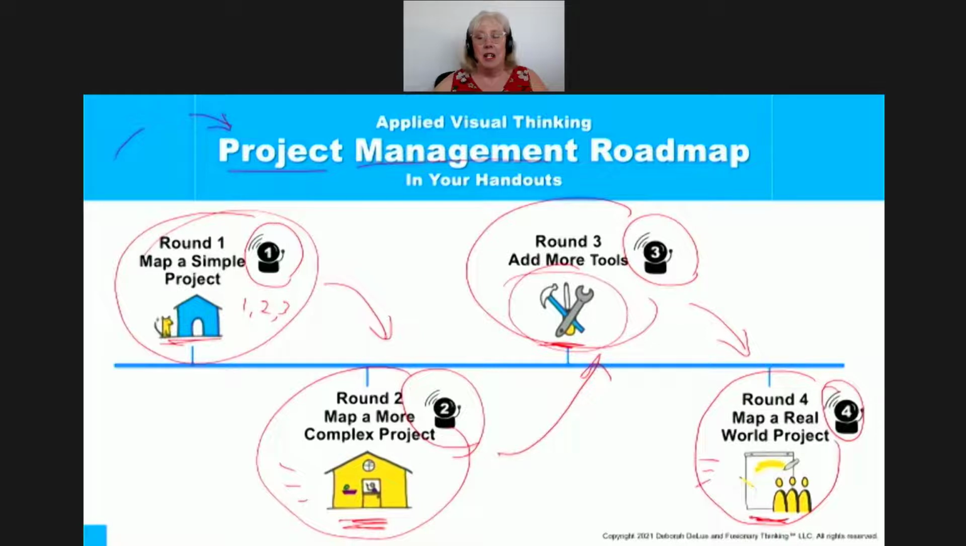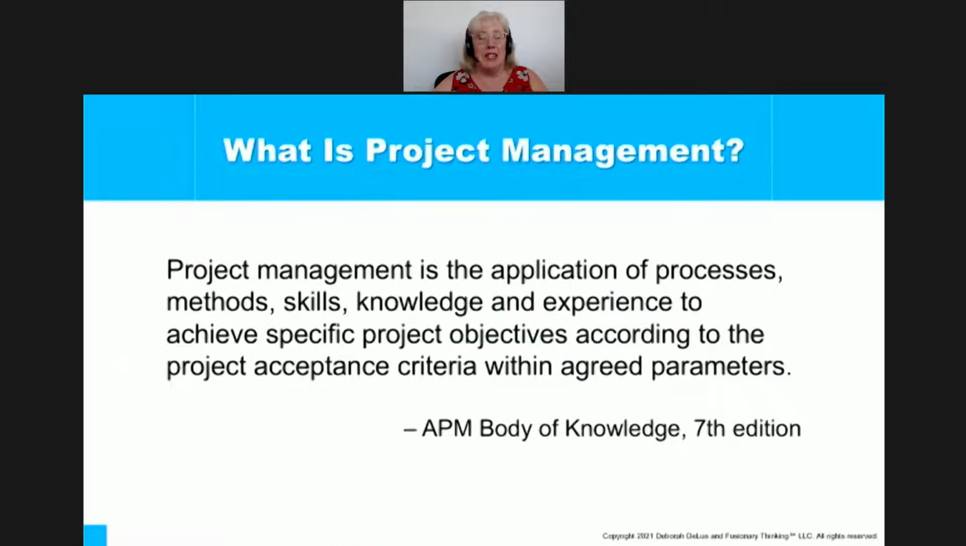Let's talk for a moment about what project management is as a discipline. According to the APM Body of Knowledge 7th edition, project management is an application of processes, methods, skills, knowledge, and experience to achieve specific project objectives according to the project acceptance criteria within agreed parameters. That's a lot of big words. That means that you're going to do the task to accomplish a specific goal.